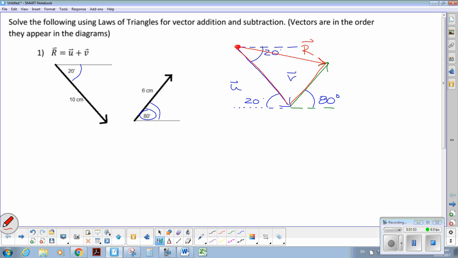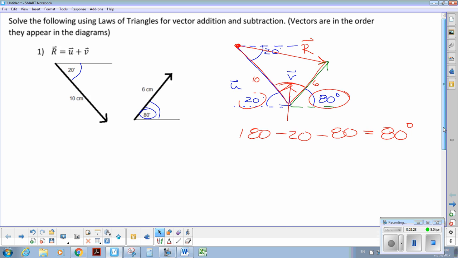The tricky part is always finding an internal angle, because I know that u is 10 centimeters long. I know v is 6. I need this angle here. And I can calculate that angle by saying 180 degrees minus 20 on one side minus 80 on the other is going to give me 80 degrees. So I know that the angle inside here between them is 80 degrees. Once you have that, that's the entire battle right there.